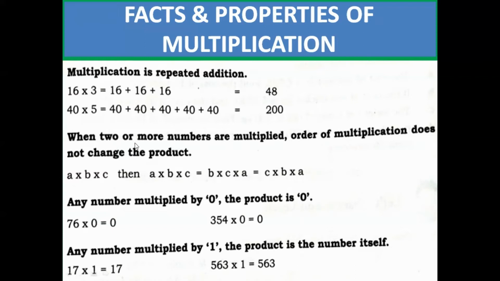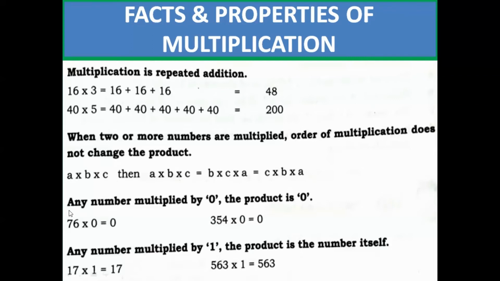Next fact. When two or more numbers are multiplied, the order of multiplication does not change the product. When we multiply A into B into C, then A into B into C is equal to B into C into A. We can write like this also, or C into B into A. Any numbers you can take, so the product will not change.